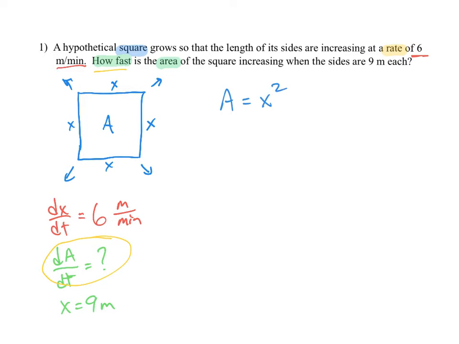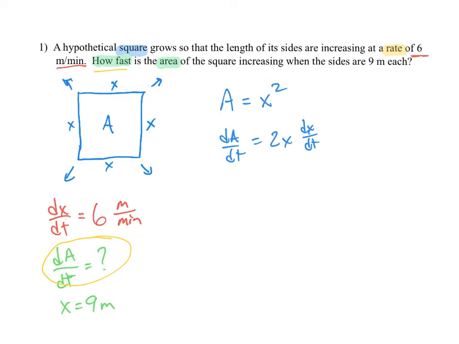Once you have the formula, it's time to do derivatives. So we do the derivative with respect to t. So the derivative of A is 1 dA dt. The derivative of x squared is 2x times dx dt. We always follow the chain rule when we do the derivative implicitly.